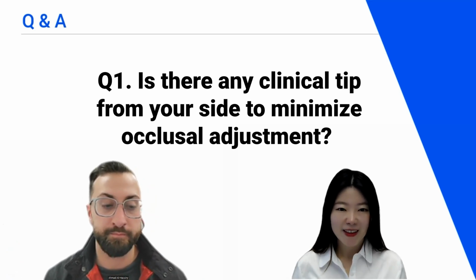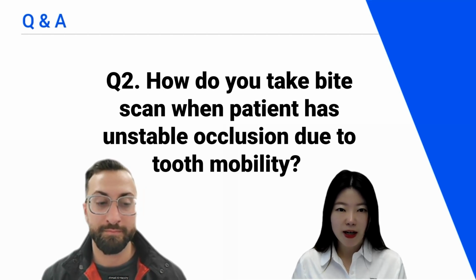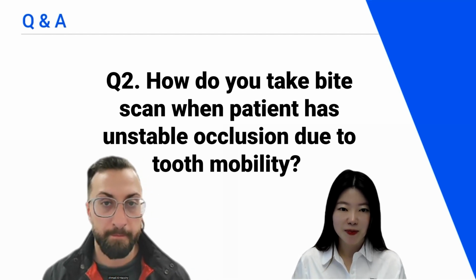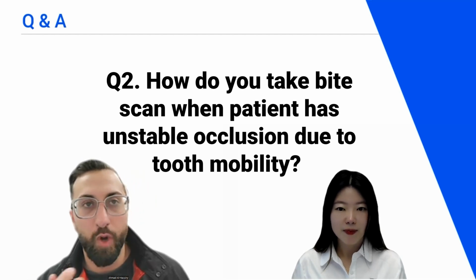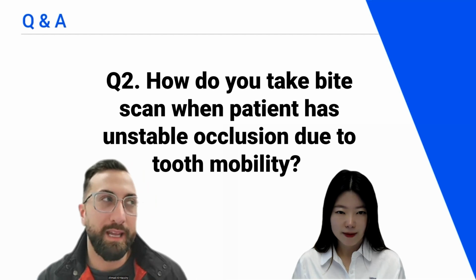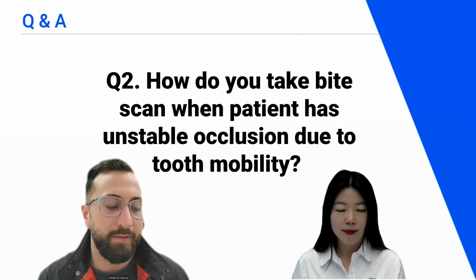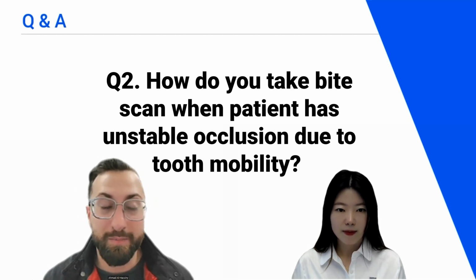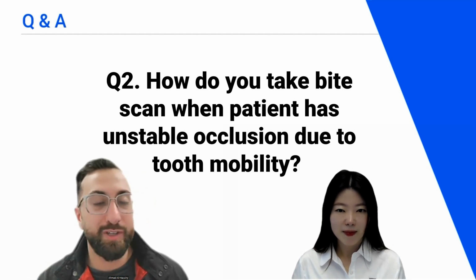Okay, thank you for answering that. Okay, question number 2. How do you take a bite scan when the patient has unstable occlusion due to tooth mobility? Yeah, if patients have a lot of tooth mobility, that's usually periodontally compromised patients. And if they've got really a lot of mobility, I would assume you're scanning for an immediate denture or something. But anyway, for the sake of the question, you use your standard tricks.